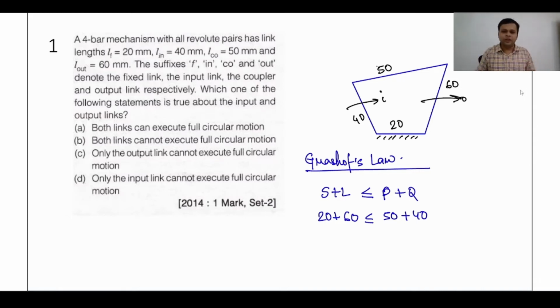Here the smallest link is the fixed link, so we will get a double crank mechanism, meaning both the links can execute full circular motion. Option A. Okay, let us move on to the next question.